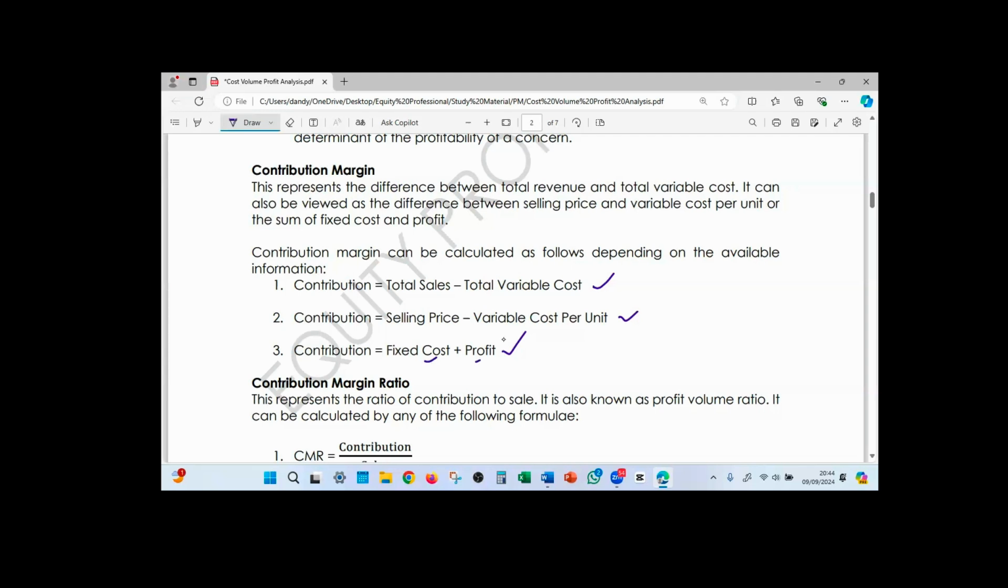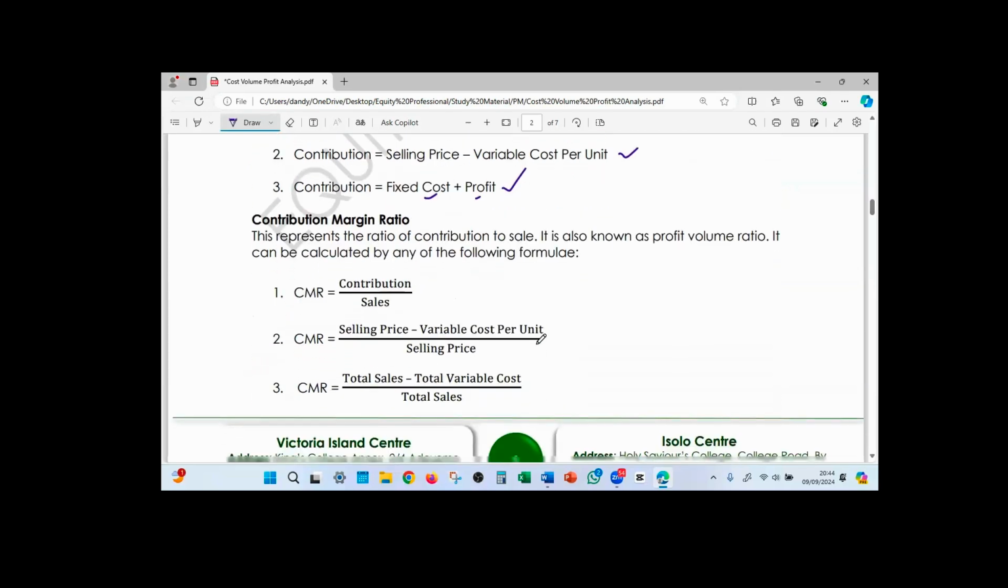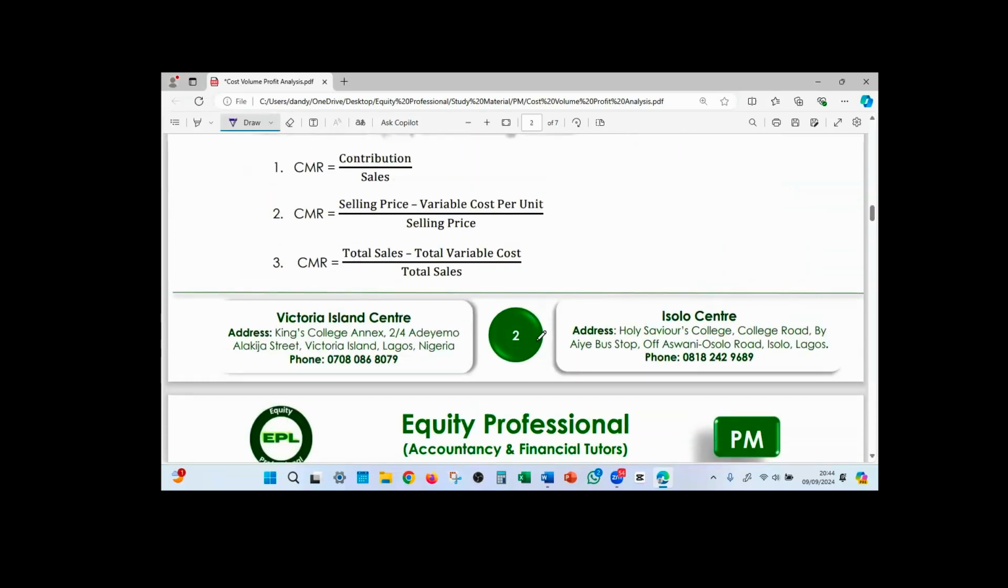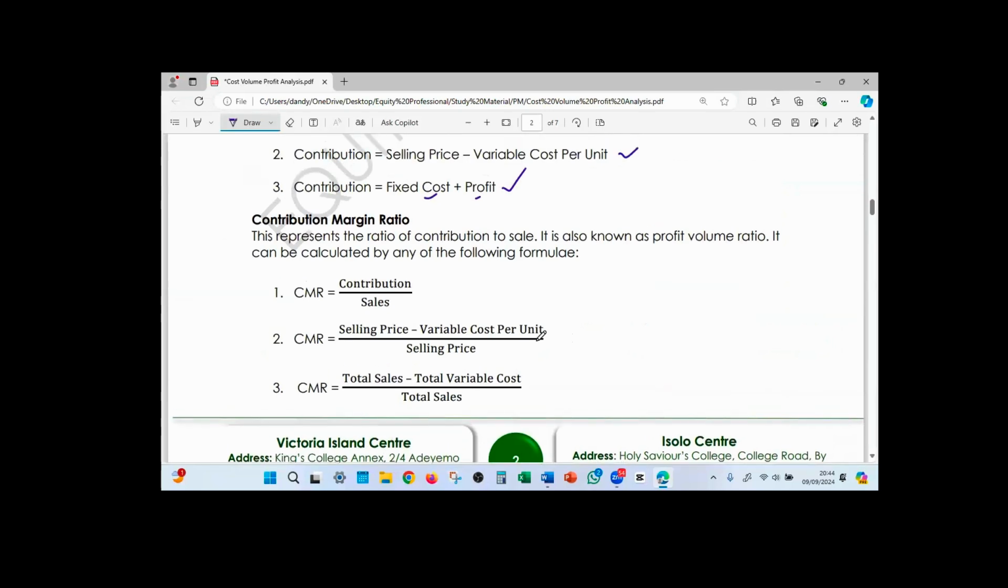So how do you then calculate contribution margin ratio? I told you that contribution margin ratio is the ratio of contribution to sales. There are several ways in which you can calculate it, depending on the information available. If you are given total contribution, then contribution divided by sales will give you the contribution margin ratio. But if you are given selling price and variable cost, then contribution per unit divided by selling price will give you the contribution margin ratio.